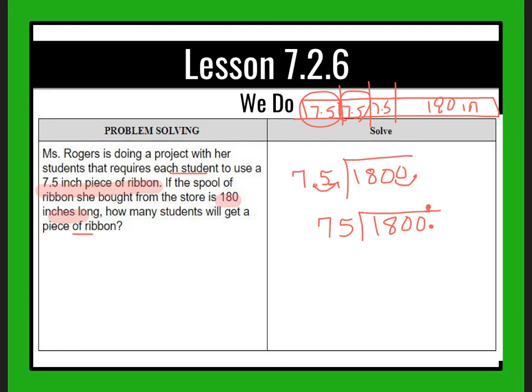So therefore, what I'm going to get is as follows. I'm going to divide these two, and I know that 75 goes into 180 twice. 75 times 2 is 150. That leaves me with 300 when I subtract that. And I know that 75 times 4 is equal to 300. So therefore, how many students will get a piece of ribbon?